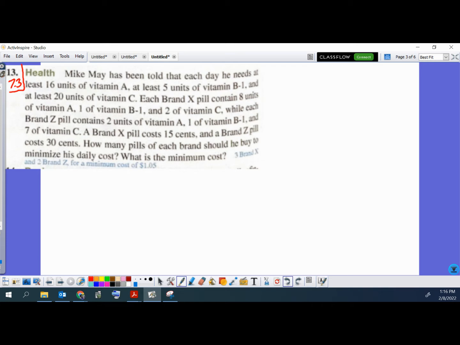Anyway, in this problem, we had a system of inequalities that are constraints, and we're trying to maximize or minimize something. In this case, minimize his daily cost. He's trying to buy vitamins, and he knows what he wants in terms of vitamin A, vitamin B1, and vitamin C. And so he's trying to figure out, he's got a couple different pills he's looking at to get those vitamins, and they have different costs.